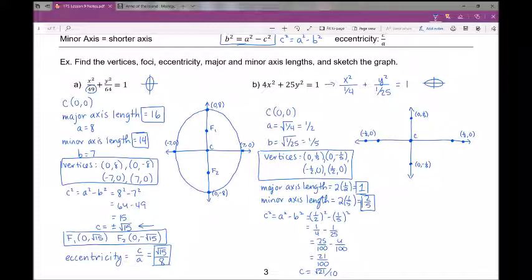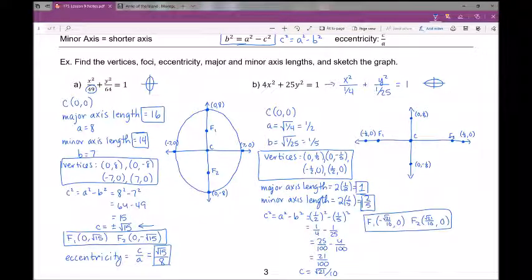Okay, so I'm going to label this point F1 and this point F2, but I'm going to go off to the side and actually tell you what those points are. So the point F1 is going to be the point (-√21 over 10, 0), and F2 will be (√21 over 10, 0). Okay, so those are my 2 foci.